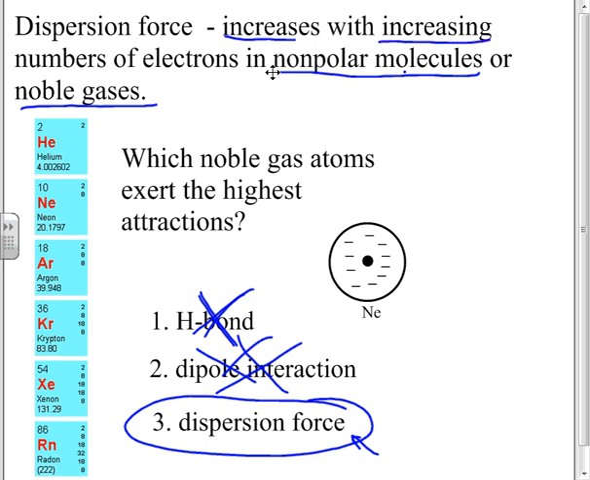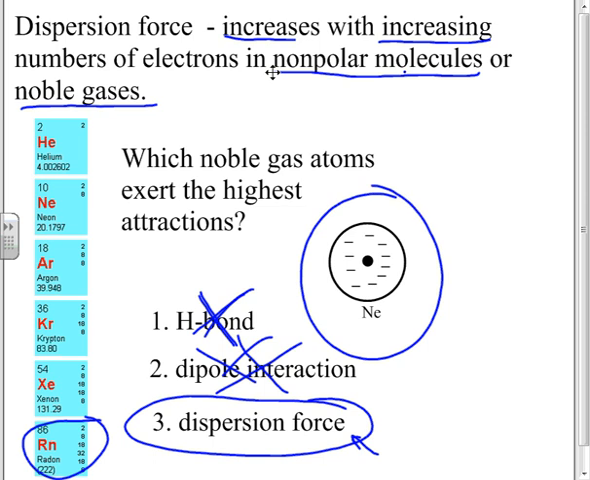So if I asked you which of the noble gases exert the highest intermolecular attractions or the greatest dispersion force, the answer is going to be radon because it has the greatest number of electrons. And so nonpolar molecules and nonpolar noble gases such as neon can only exhibit the dispersion force, and it increases with increasing numbers of electrons.